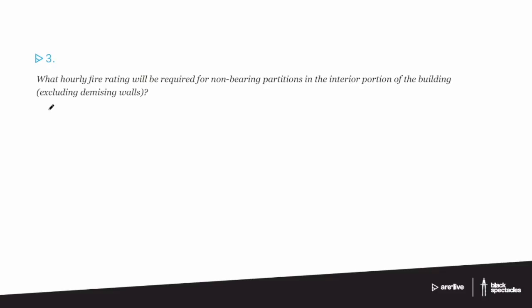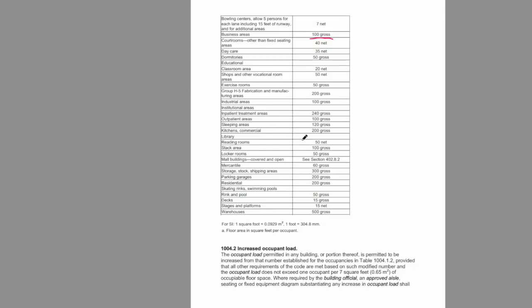Number 3: what hourly fire rating will be required for non-bearing partitions in the interior portion of the building, excluding any demising walls? So not the corridor walls, not walls between any units or anything like that, but just general, regular interior partitions. For this one, we would again go back to the IBC. So we're going to go back into the IBC here.